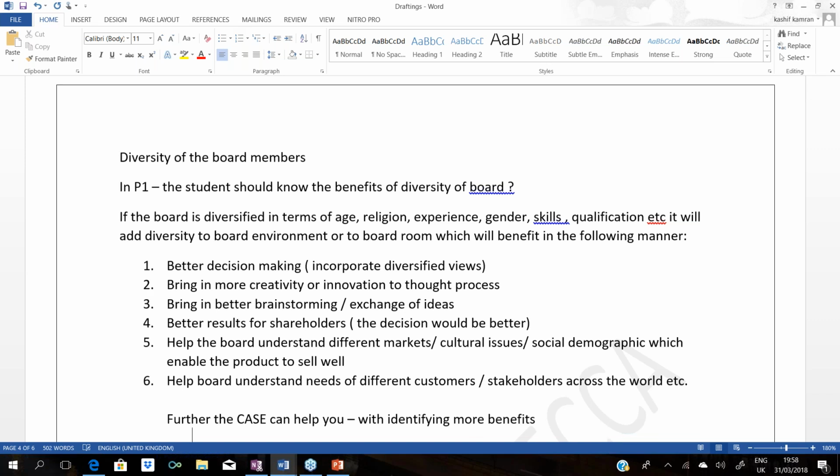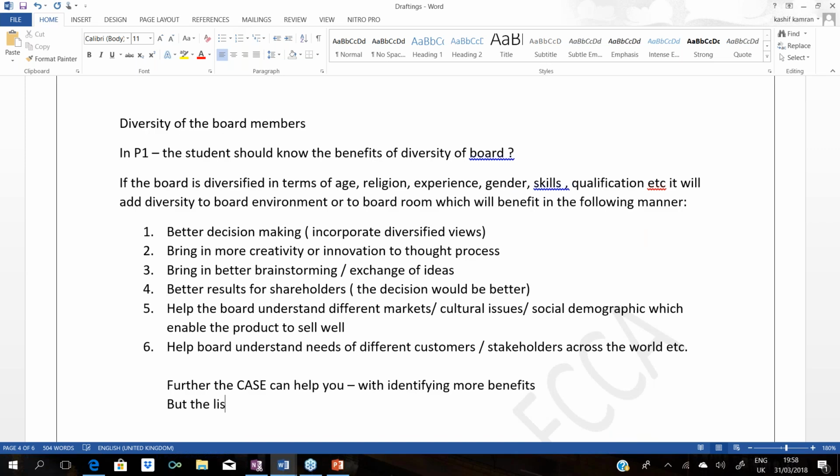But the list above is a general list, helpful for P1 because P1 does test your knowledge. So in terms of knowledge, you should know what the benefits of diversity are. Is that clear in terms of diversifying the board members? Having a clear picture of the topic?